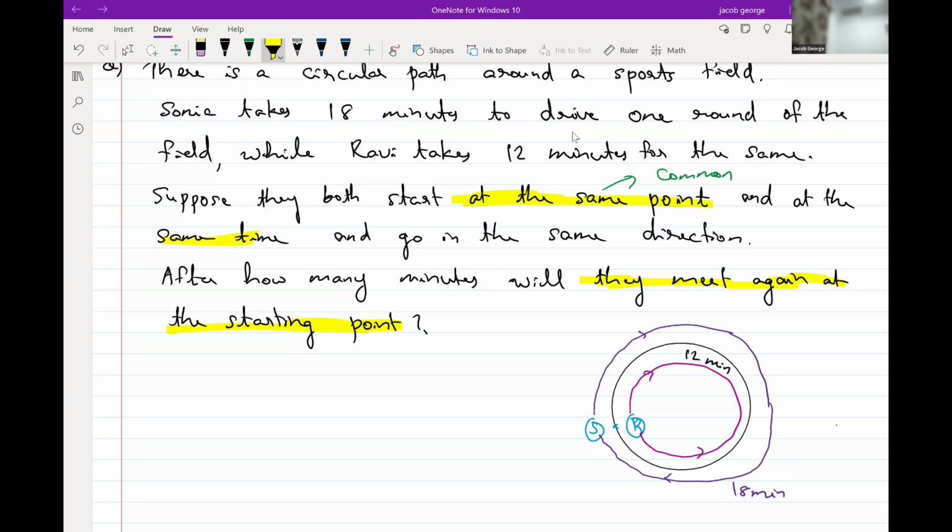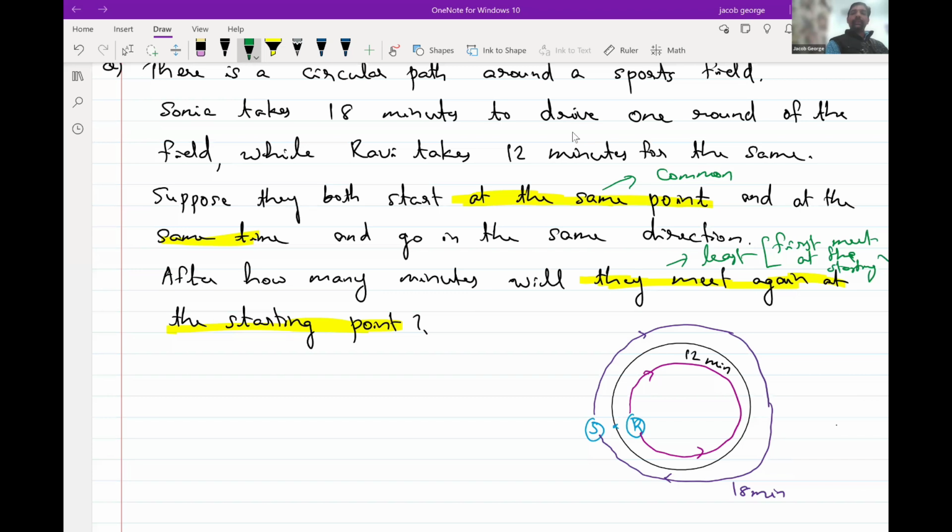And who is faster? Ravi is faster. Okay, maybe Ravi may take more rounds. That doesn't matter. But they will meet in between. But we have to find out their first meet at the starting point, right? First meet at the starting point. Are you getting? First meet at the starting point means it is least common multiple, because first meet at the starting point.